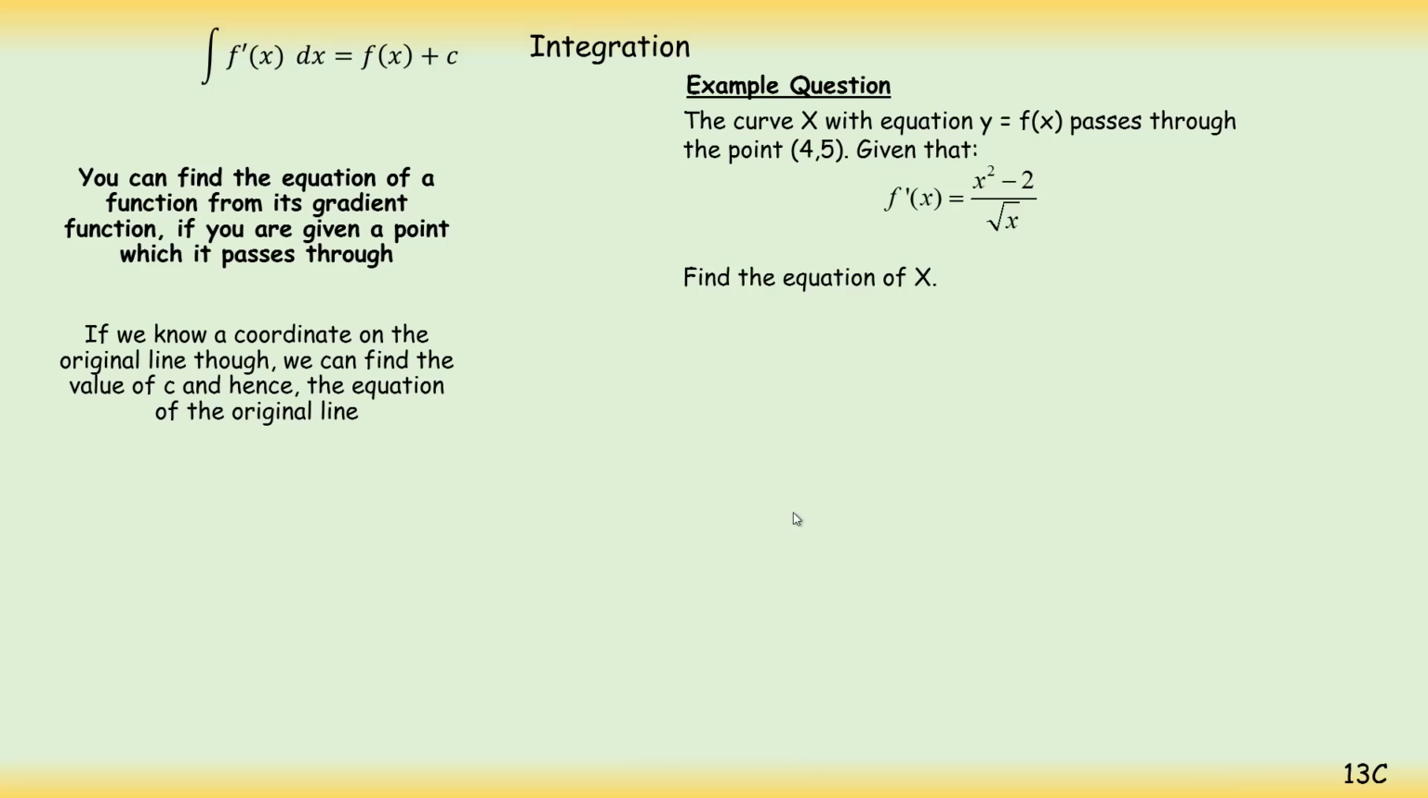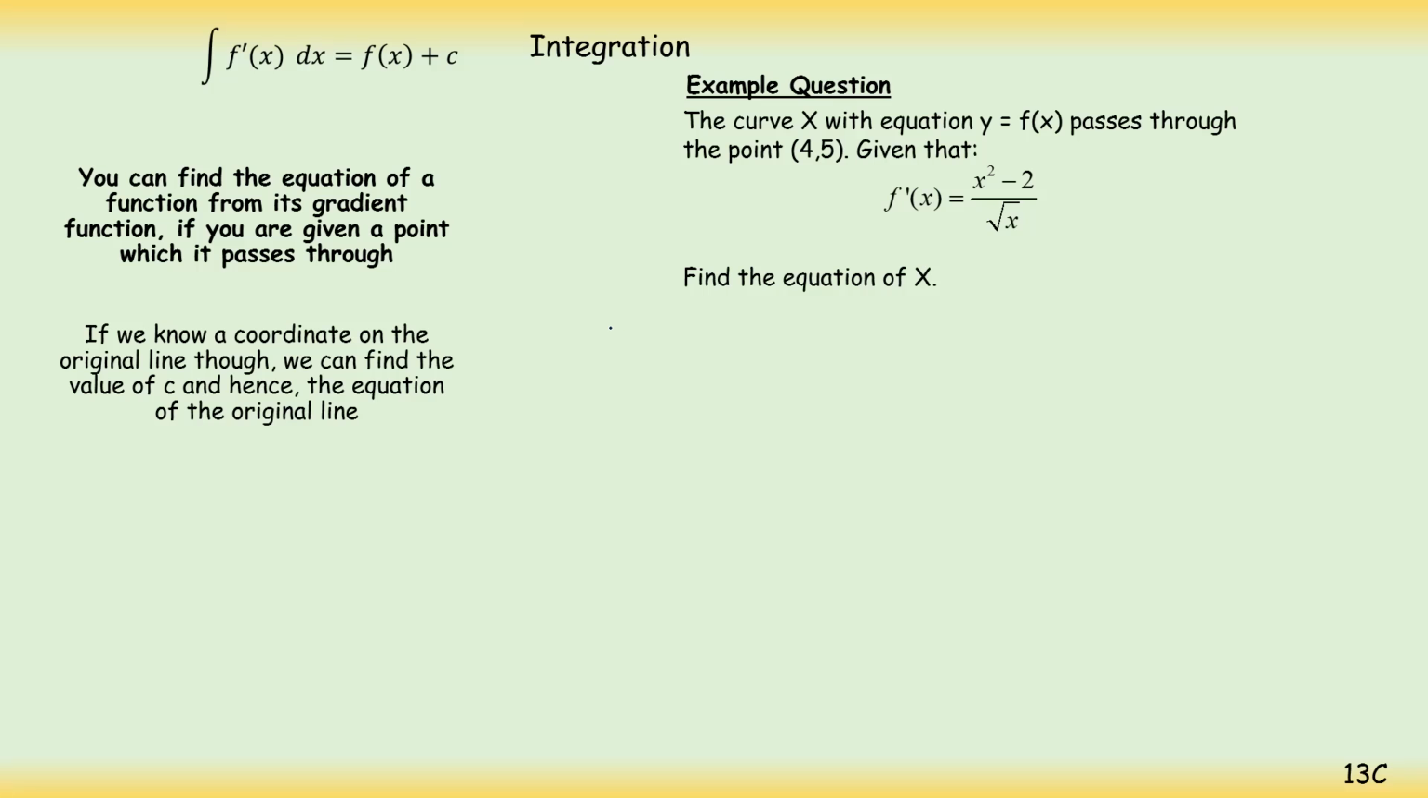Right, let's have a look at this. So we've got a curve, we use x a lot, given by the equation y equals f of x, and it passes through the point (4, 5). Same sorts of thing. Our differential is given by x squared minus 2 divided by the square root of x. Find the equation of the curve.